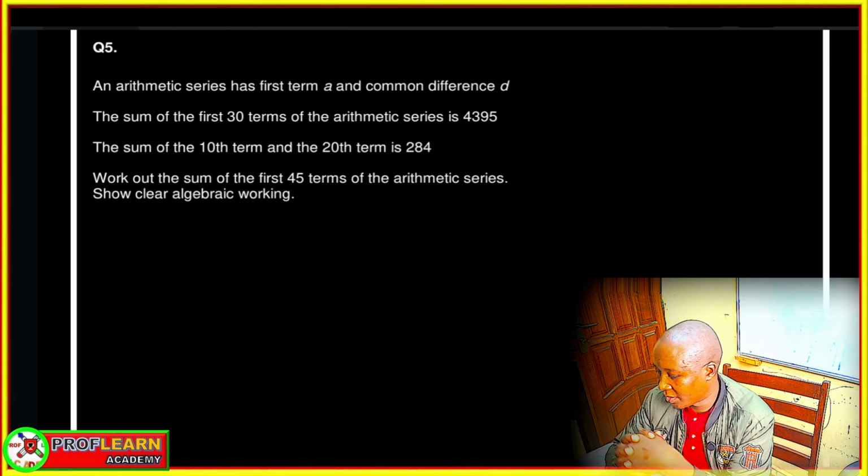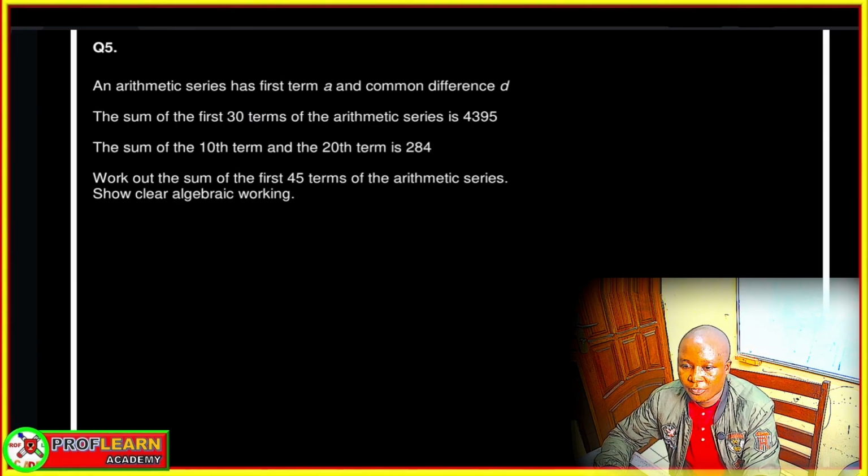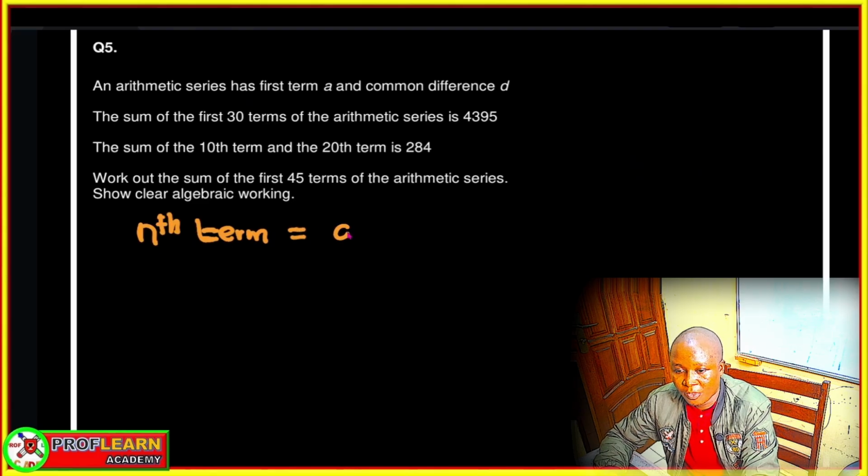An arithmetic series has first term A and a common difference D. The sum of the first 30 terms of the series is 4395, and the sum of the 10th term and the 20th term is 284. Work out the sum of the first 45 terms of this arithmetic series. So we have to find the first term and the common difference for us to proceed. So we are going to write the formula for the nth term.